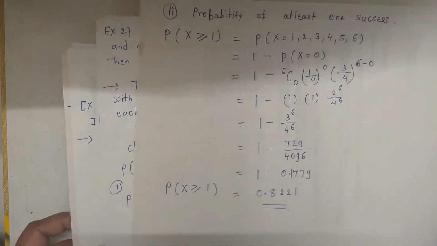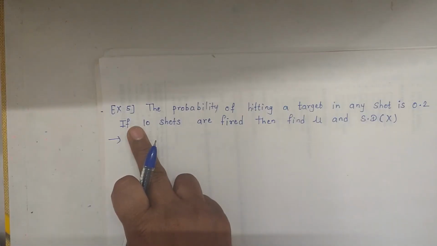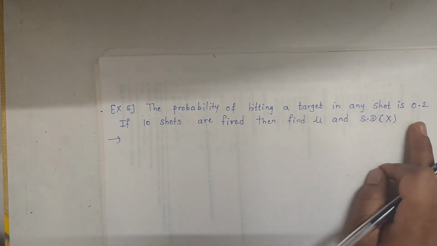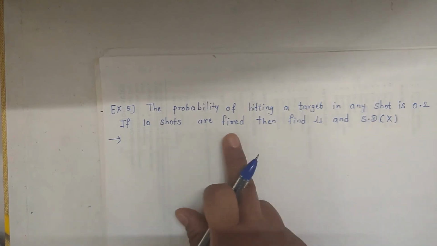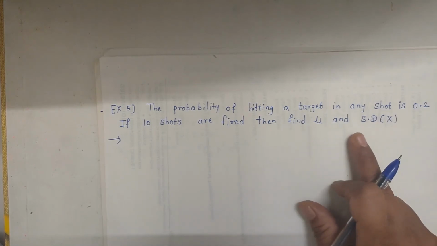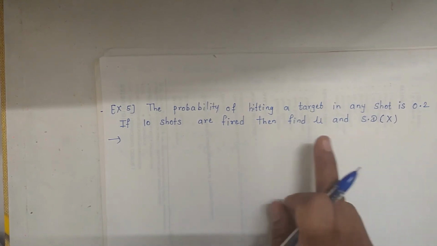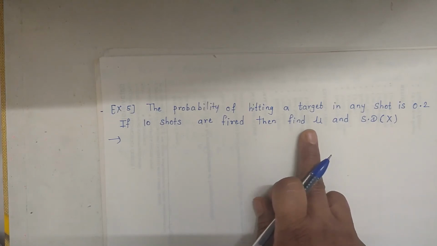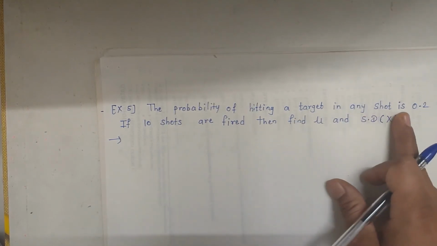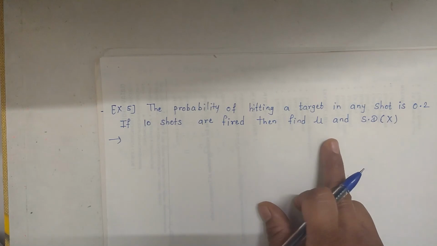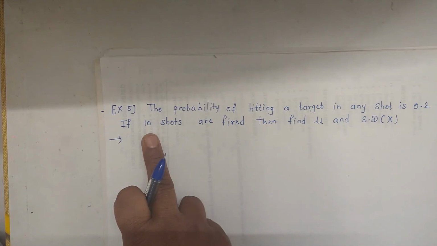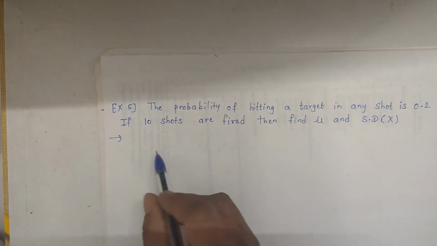Now the next question is example number 5. Let's see example number 5. The probability of hitting a target in any shot is 0.2. If 10 shots are fired, then find the value of mu and the standard deviation of x. Here mu means the expected value of x. Now in this example, the probability of hitting a target in any shot is given, that is, the probability of success is given, and the number of trials is n is equal to 10.